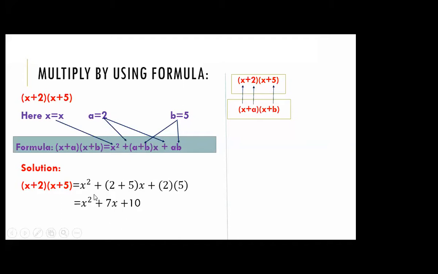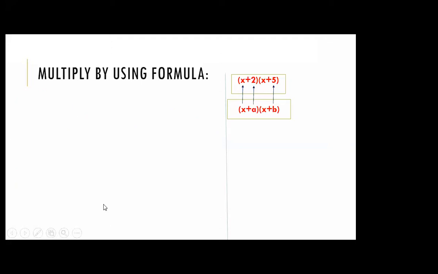We cannot simplify it further. Is it clear? Because here x contains the power square. So we cannot add x square and x because the variables and the powers are different.